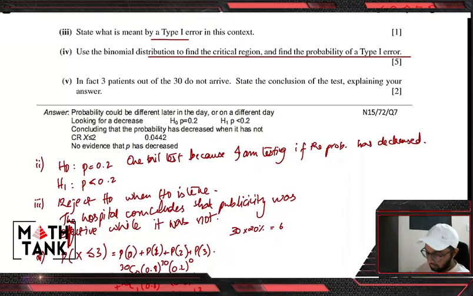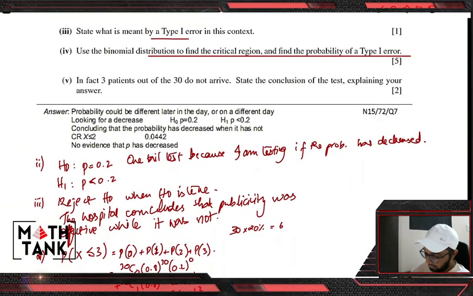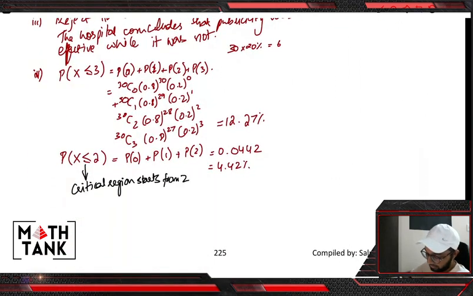Okay, and what was I trying to find? I was trying to find the critical region and the probability of a type 1 error. So the probability of a type 1 error is the probability of the critical region, and that is 4.42%.